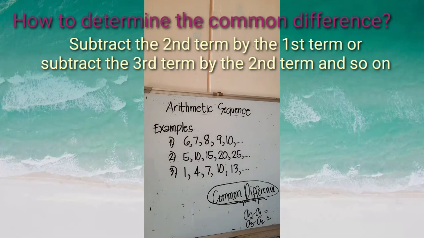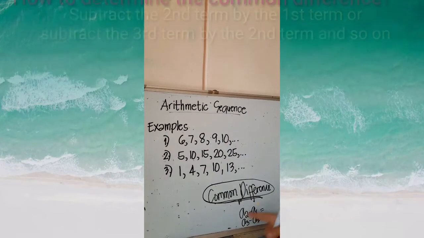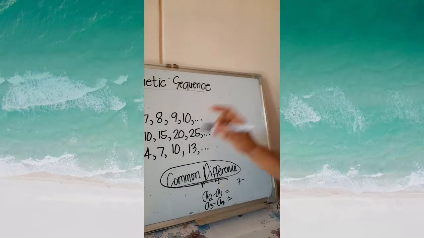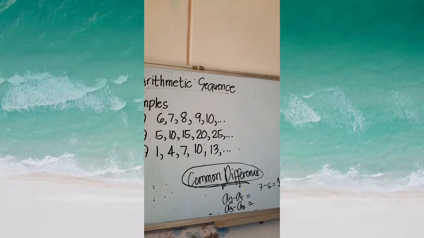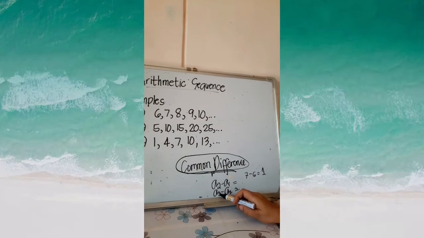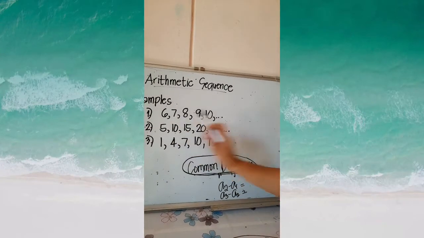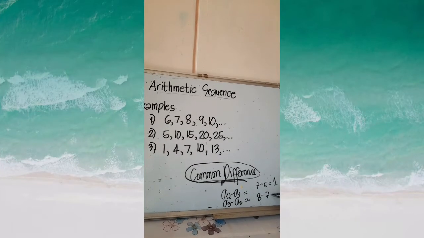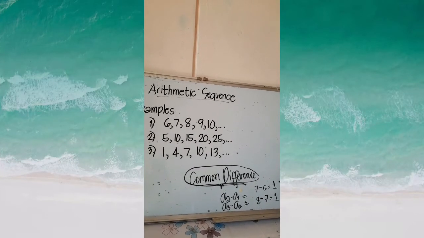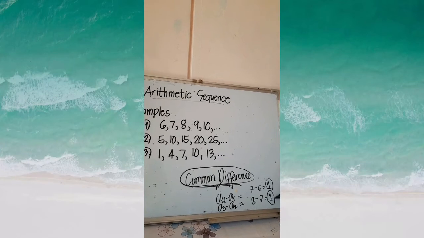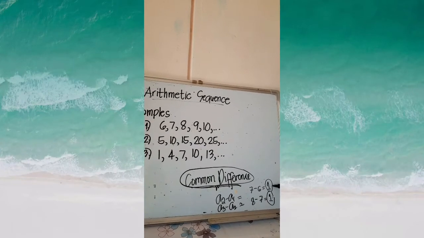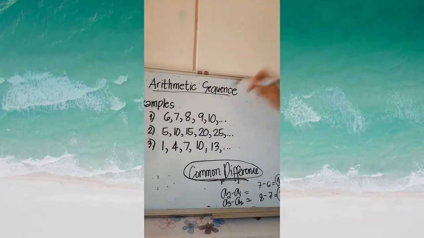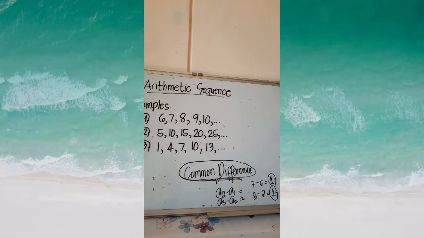So you want to try it? Let's try example number 1. Our second term is 7. 7 minus the first term, 6, the answer is 1. Our third term is 8. We subtract our second term, which is 7. The difference is 1. If you notice, they have a common difference. So if they have a common difference, then it is called an arithmetic sequence.